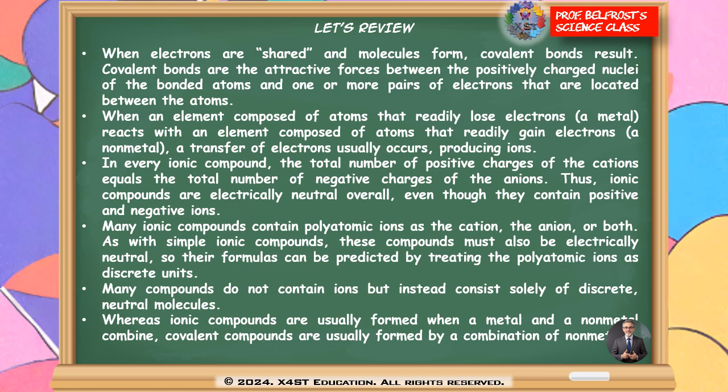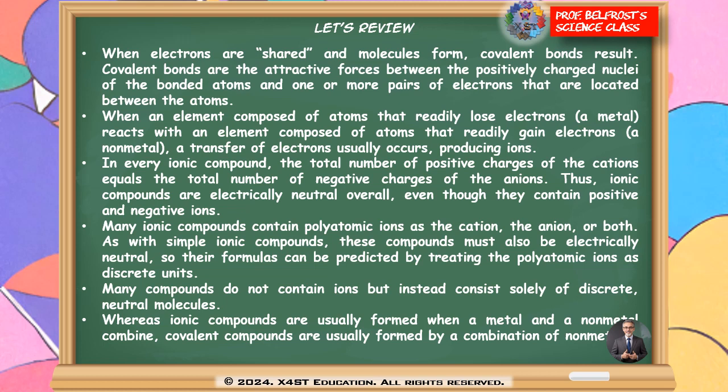Next point: when an element composed of atoms that rarely lose electrons, a metal, reacts with an element composed of atoms that rarely gain electrons, a nonmetal, a transfer of electrons usually occurs, producing ions. In every ionic compound, the total number of positive charges of the cations, the positive ions, equals the number of negative charges of the negative ions. Thus, ionic compounds are electrically neutral overall, even though they contain positive and negative ions.